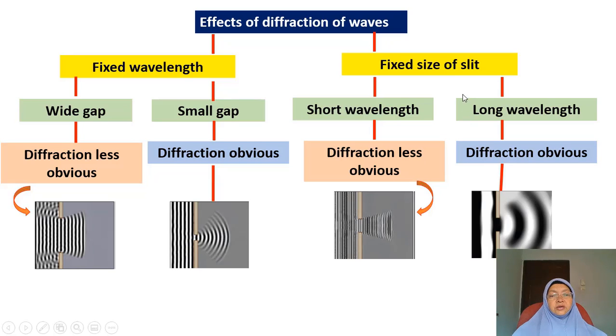Now the second factor is fixed size of the slit. The size of the slit is constant. We change the wavelength: a short wavelength, a long wavelength. Short wavelength, diffraction less obvious, plane and bend at the edge. And the long wavelength means you have a circular diffracted wave.